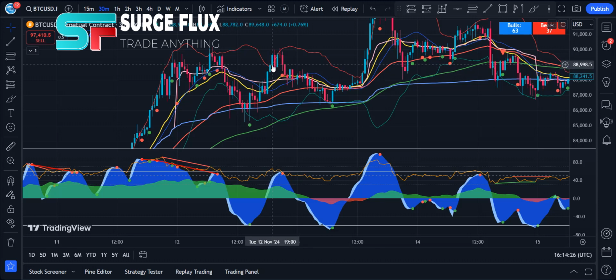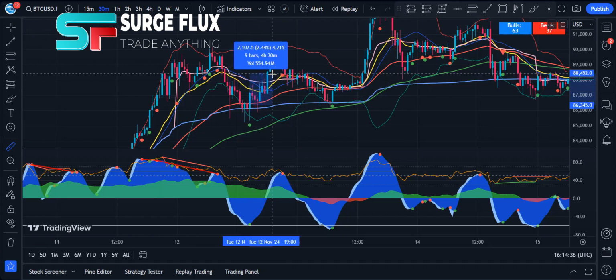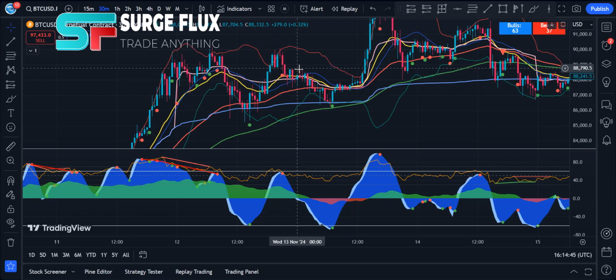So this would be the close. On this candle we would close our trade. So this would be, depending on where you enter on this candle, approximately about 2.5% trade. With 10 times leverage, that's 25% trade. So let's have a look at another example.